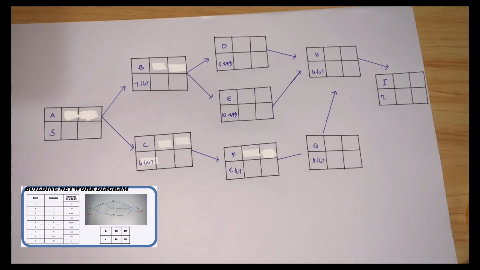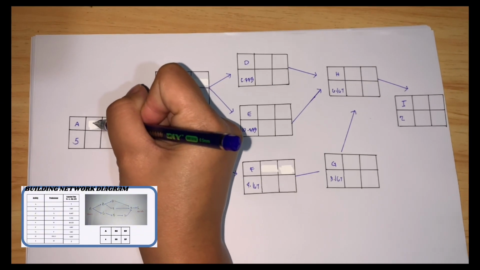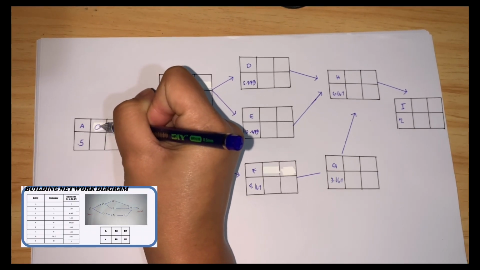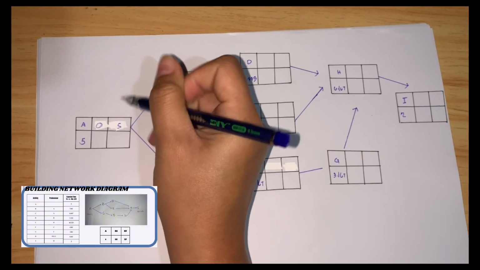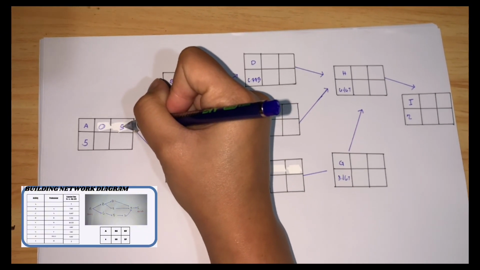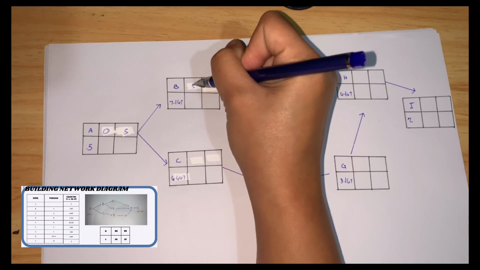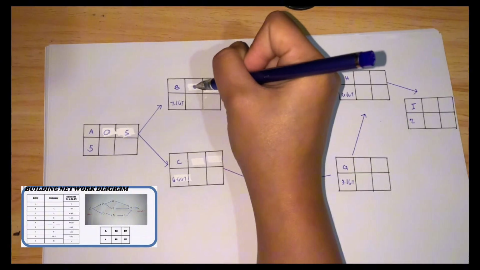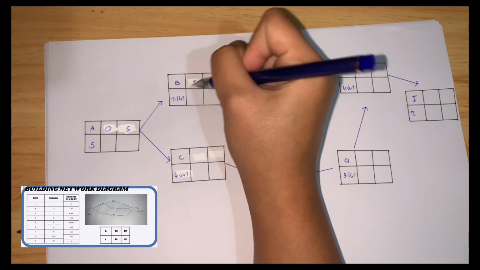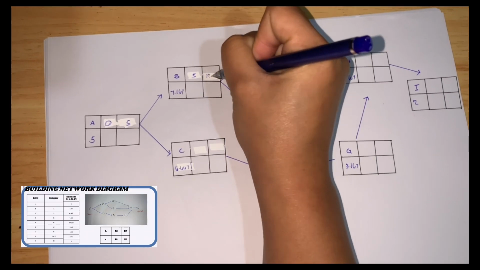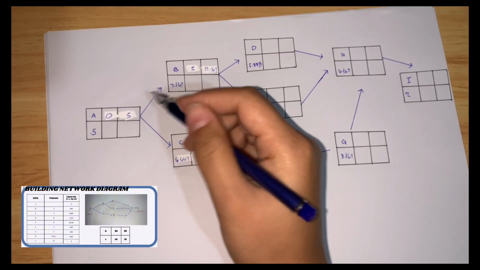Here, since A doesn't have a predecessor, A starts with an ES of 0. So 0 plus 5 is equal to 5. And then since A has an EF of 5, B has an ES of 5, and ES plus T is equal to 5 plus 7.167, equal to 12.167.